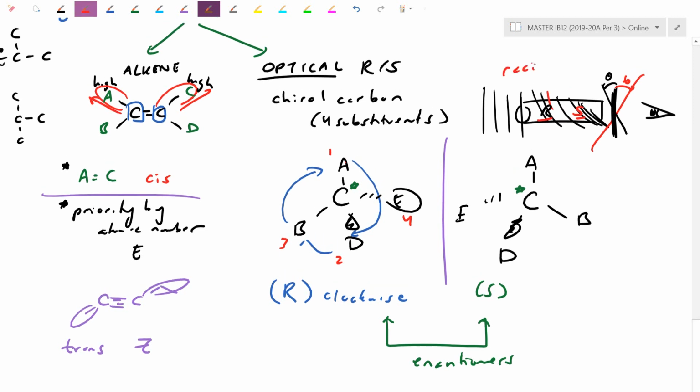A racemic mixture, or a racemate. Sorry, I think it's either. A racemic mixture here is a 50-50 mix of R and S. So R wants to twist it one way, S wants to twist it the other way, and therefore there's no overall optical activity. In chemistry, they want to be really careful with optical chemistry.